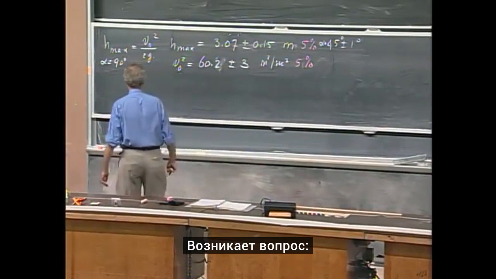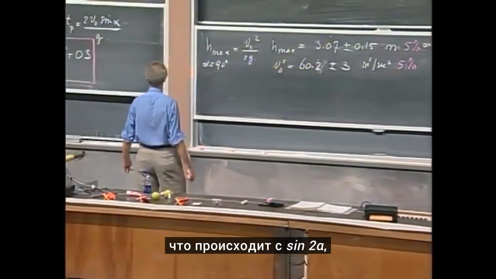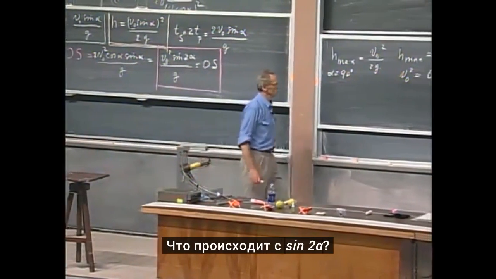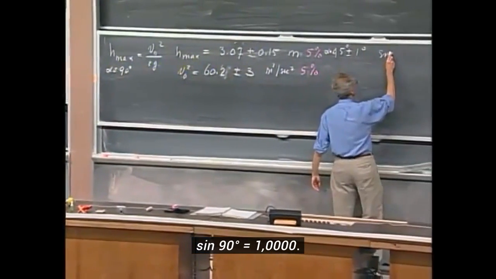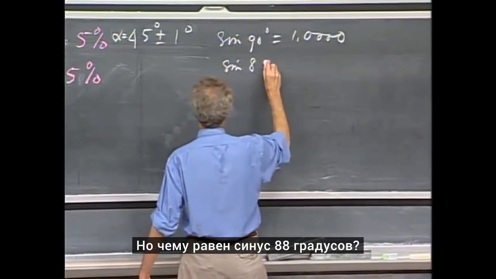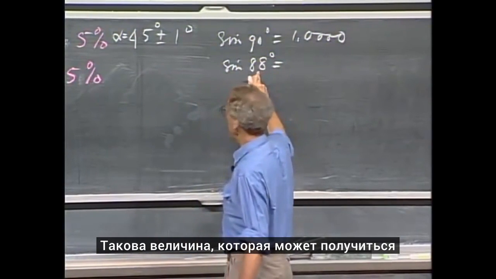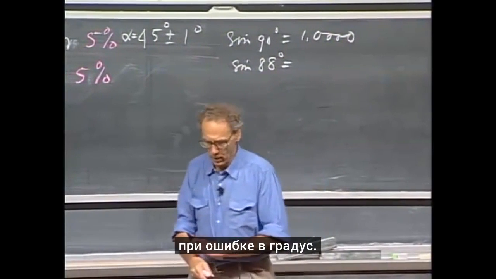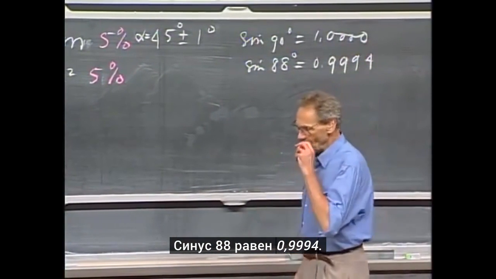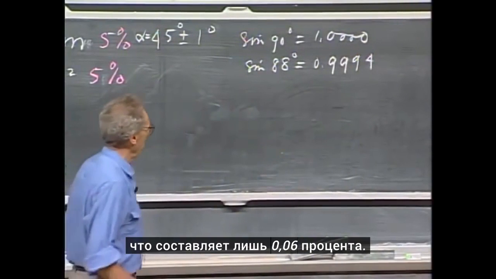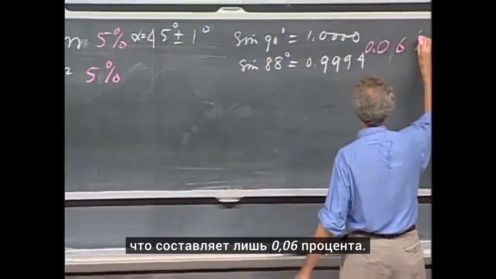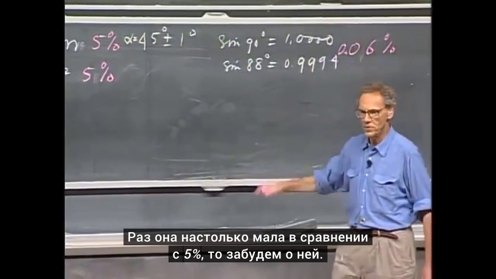So now comes the question, what happens with the sine of 2 alpha? Because we're going to measure OS. The sine of 90 degrees is 1.0000. But what would be the sine of 88 degrees? That is the value that I cannot exclude if I'm off by 1 degree. And that value is 0.9994. That is so close to 1 that it is only off by 0.06%. And that is so low compared to 5%, forget it.